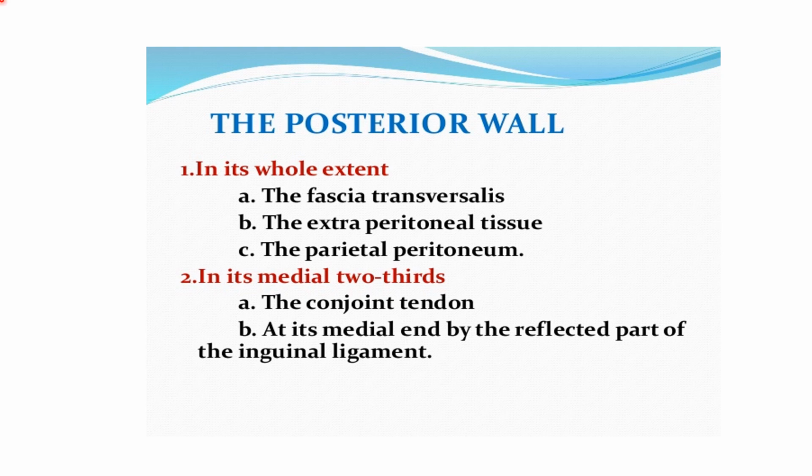So the posterior wall in its whole extent is formed by the fascia transversalis, extraperitoneal connective tissue and the parietal peritoneum. The posterior wall of the inguinal canal is reinforced in its medial 2/3 by the conjoint tendon and at its medial end by the reflected part of the inguinal ligament.